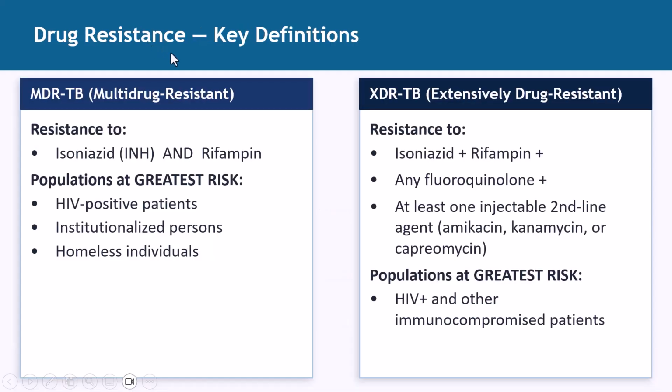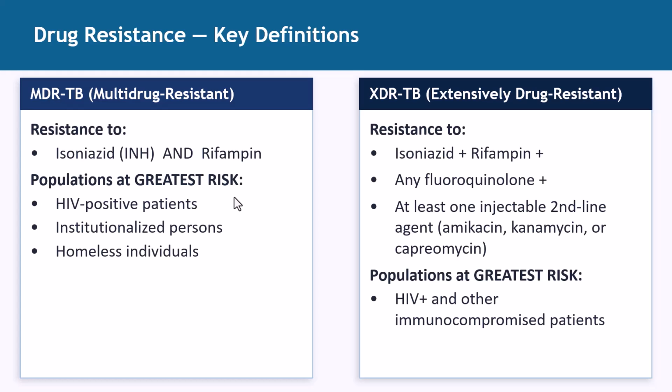Drug resistance. We need to understand drug resistance because it profoundly shapes our treatment decisions. There are two critical levels of drug resistance in TB. The first is multi-drug resistant TB or MDR-TB. This is defined as resistant to at least two of the most powerful first-line anti-TB drugs, especially isoniazid and rifampicin. Together, these two drugs are the backbone of TB treatment, and resistance to both of them severely limits our options.